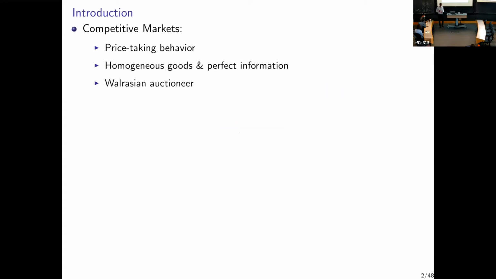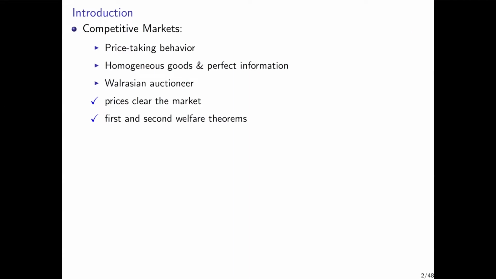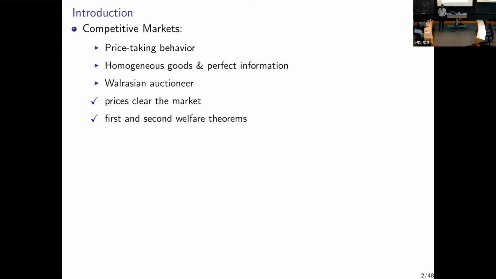Okay. So let's start with the typical competitive market framework that we are so familiar with. If we assume that individuals have price-taking behavior, that is, they're not setting prices, that goods are homogeneous, and that there is perfect information, and we invoke the existence of a Walrasian auctioneer, then we get that there are going to be some prices that clear the market, and we're going to have the first and second welfare theorems, right? That's the sort of thing that you learn in your first course in micro.